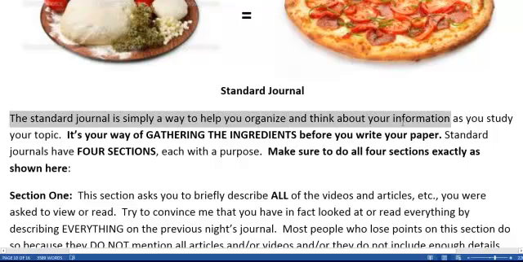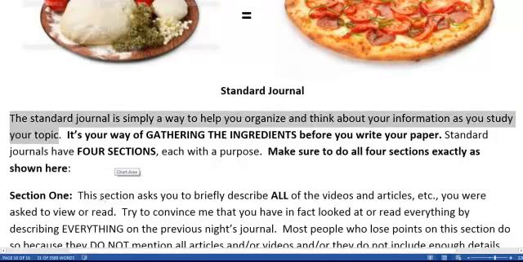So again, I try to sell it as the journal is simply a way to help you organize and think about your information as you study your topic. I actually met one student who went through the pilot curriculum, my second semester using it, and she told me she uses the journals on her own in other classes because she found them a good way to organize her information. And that's really what we're trying to create with this curriculum, a sense of pattern that students can use that will predict a certain level of success, hopefully.